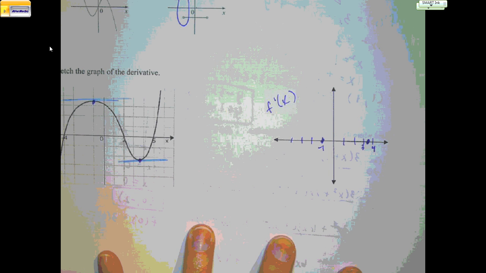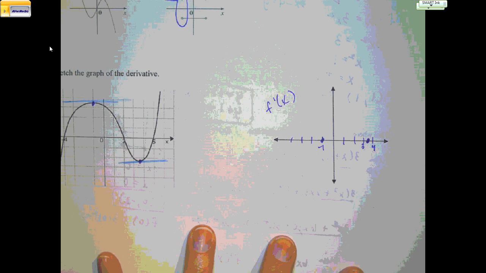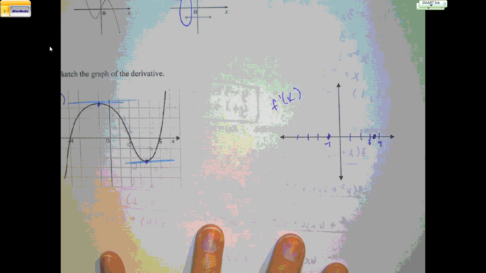On a test or an assessment, I would not give any leeway on either one of those. You'd have to have both of those points, for sure. The rest of it just needs to be sort of correct. But those points would have to show up, because you know for sure those points are on the graph. Does everyone see why? Okay, let's move on.